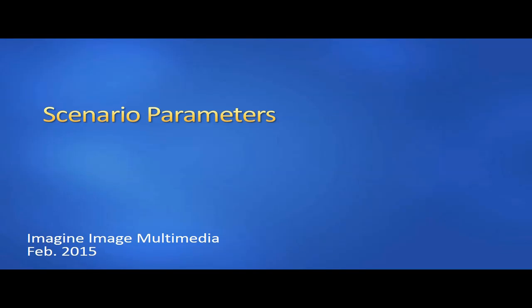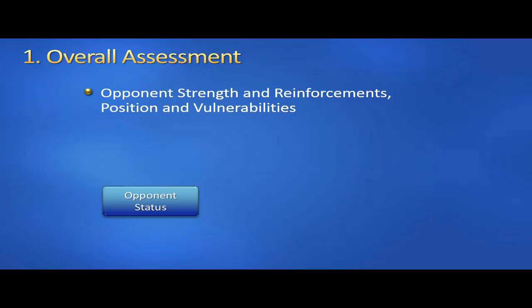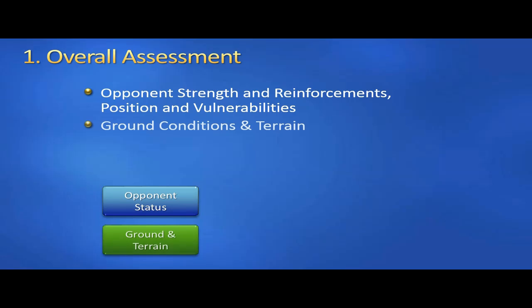The following document summarizes scenario parameters. The first thing to consider is the overall assessment of the situation. We need to consider the opponent's strength and reinforcements, the position and vulnerabilities. This is the opponent's status. We need to consider the ground conditions and the terrain that are being presented.